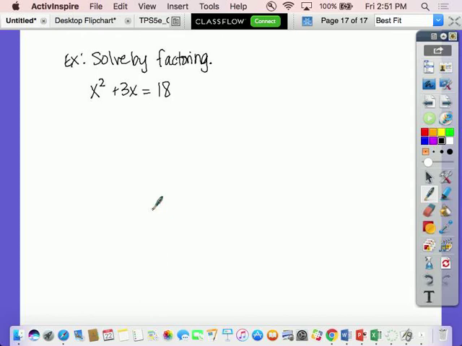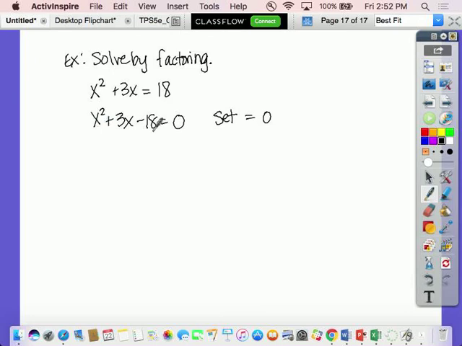Okay, so we need to factor it. But before we can factor it, this 18 needs to come over here. So the first step is to set the problem equal to 0. What happens to the 18 when I bring it over? Becomes -18.